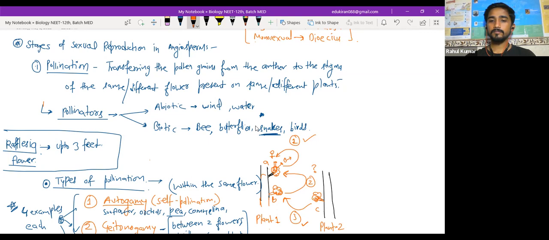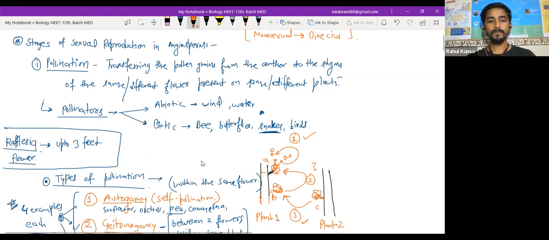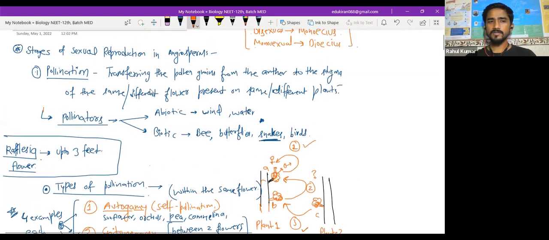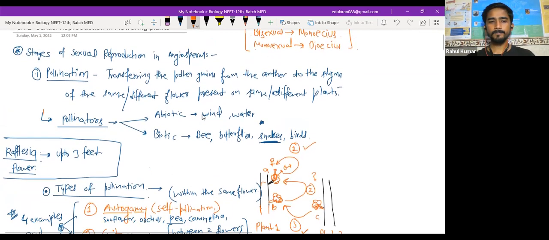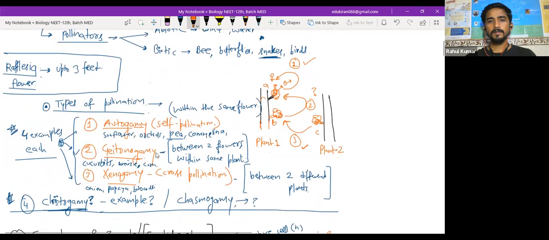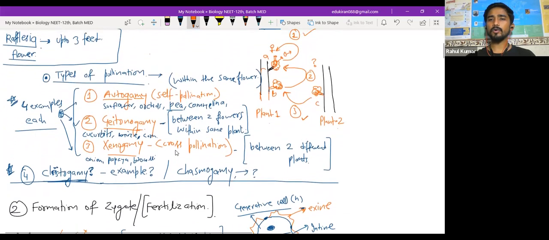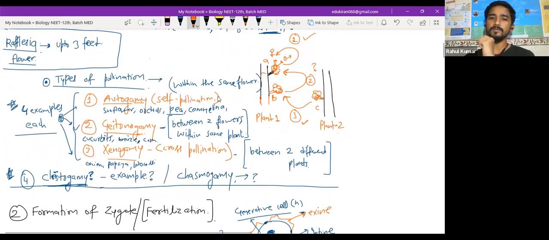So just to put in context how snakes can be pollinators as well. So this thing is clear. There's the simple concept. Yes, sir. Now let's see how pollination can happen. What could be the different types? So there are 3 scenarios on the basis of type of flower.